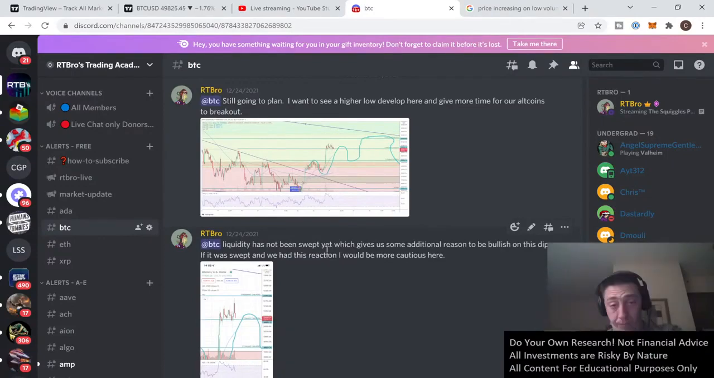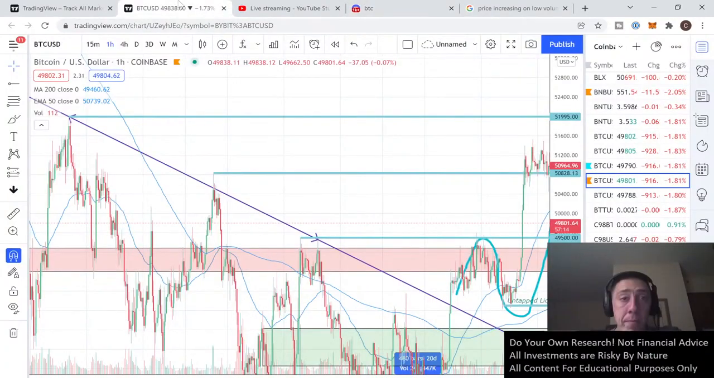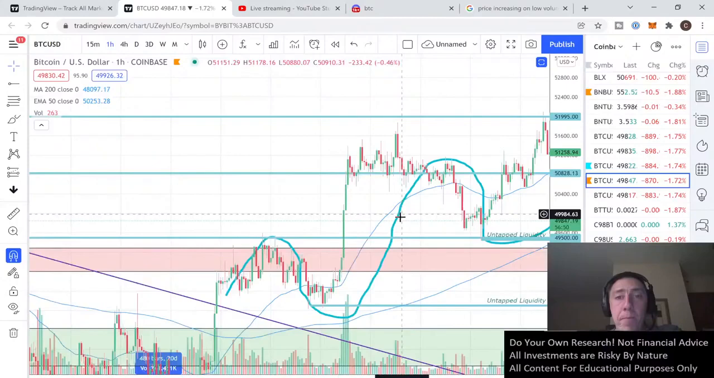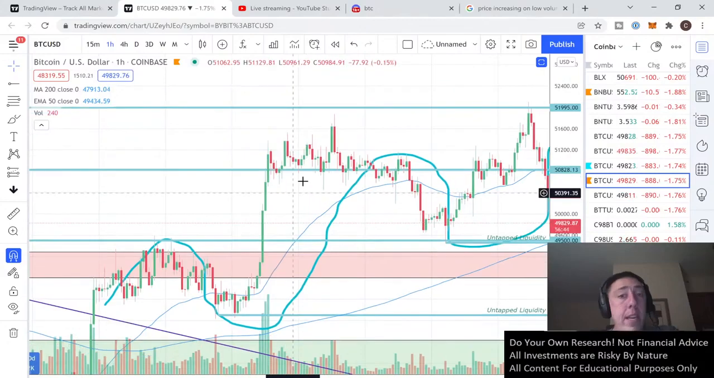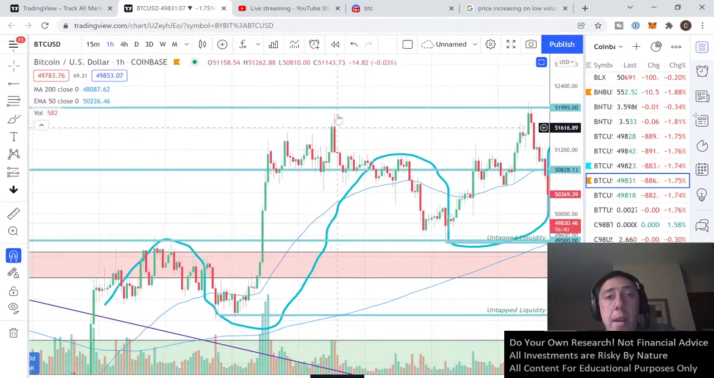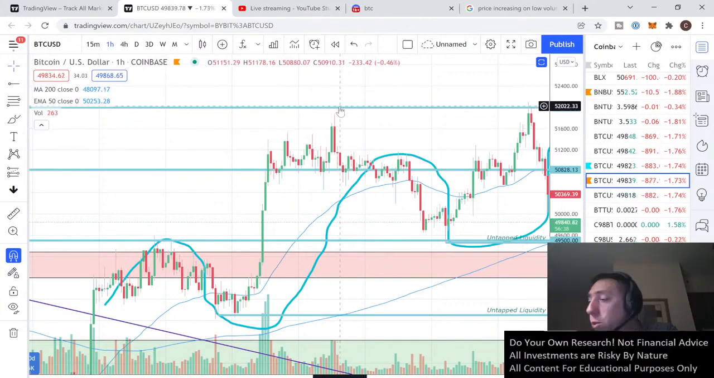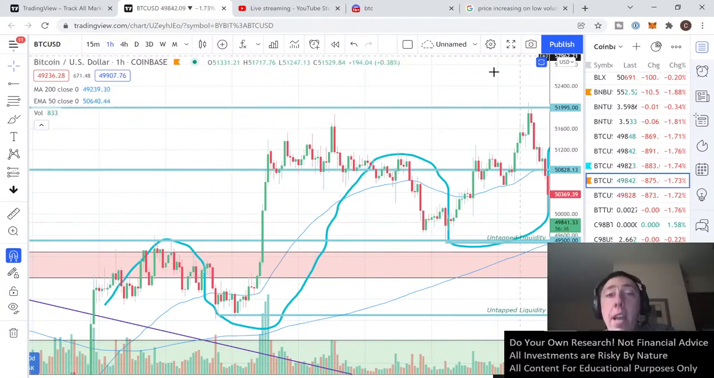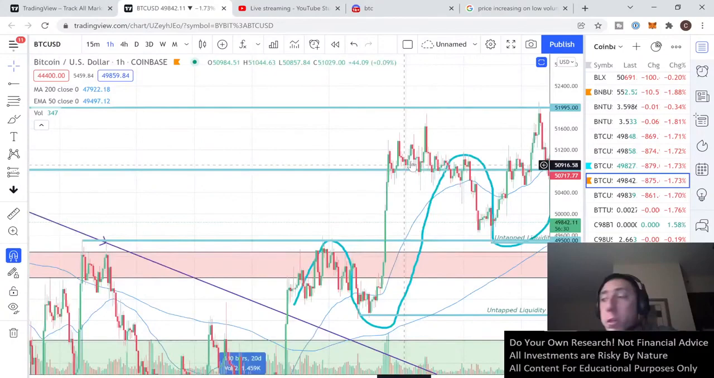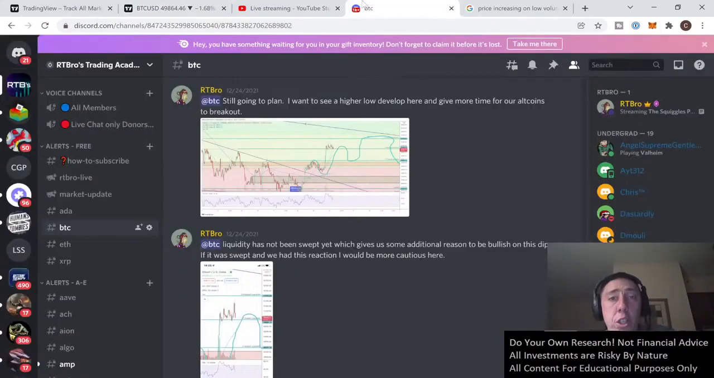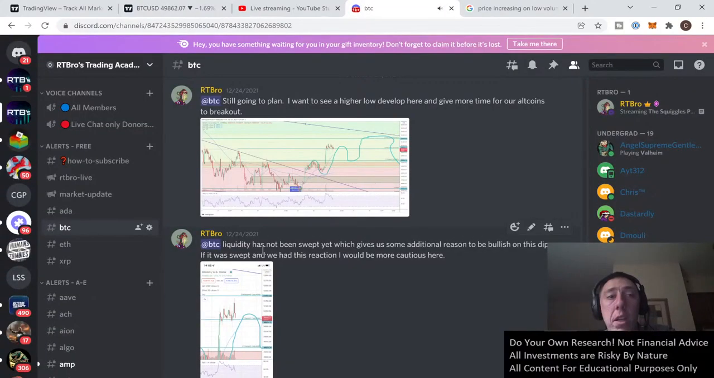All right. Now, at this point, I was actually getting really concerned, right? Because we came up here, we did not get an immediate rejection, right? So here we were going back up, and I'm like, oh shit, we're going to tap this liquidity. And if we tapped it, that would be a negative sign to the market that we're going to have further downside, right? Because that means all the bullish pressure is gone. However, we never actually touched it, which is why liquidity has not been swept yet, which gives additional reason to be bullish on this dip.